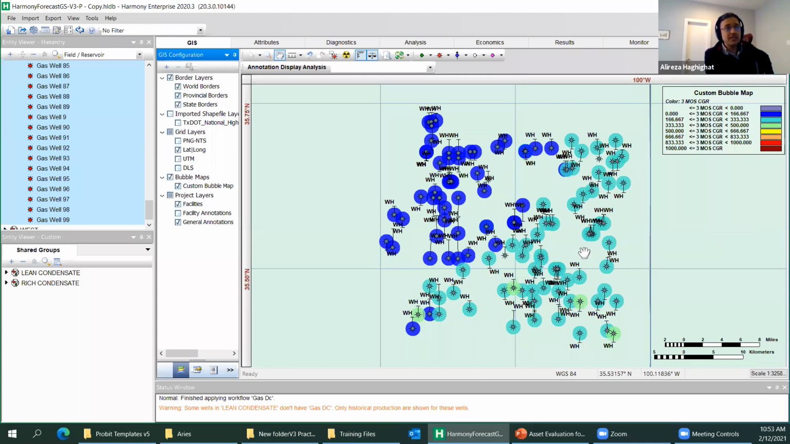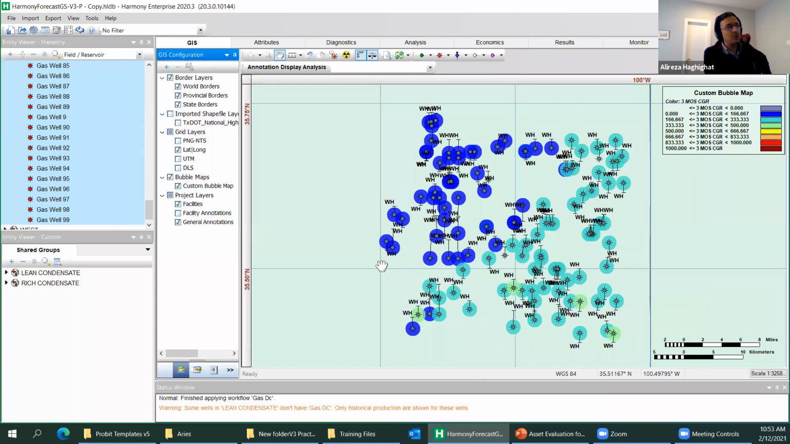So in order to predict the performance of a new well that we are going to drill in each region, we should look at the behavior of the wells around that undeveloped area, because the new well that we are going to drill there would behave similar to the adjacent wells. So this is type well.